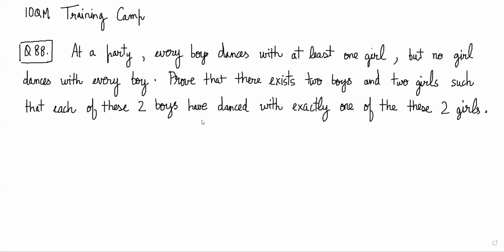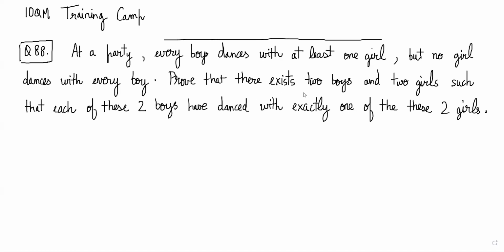This is problem 88. At a party, every boy dances with at least one girl, but no girl dances with every boy. We have to prove that there exist two boys and two girls such that each of these two boys has danced with exactly one of these two girls. So think about what the problem statement says. Every boy dances with at least one girl, but there is no girl who has danced with all the boys.